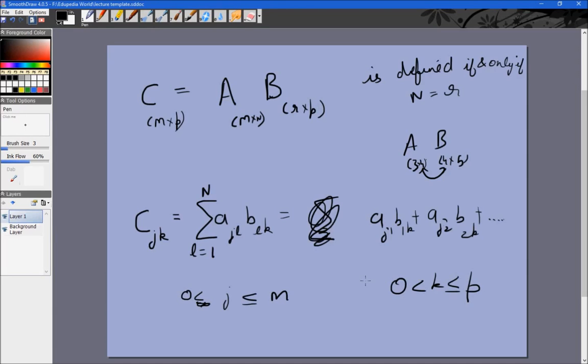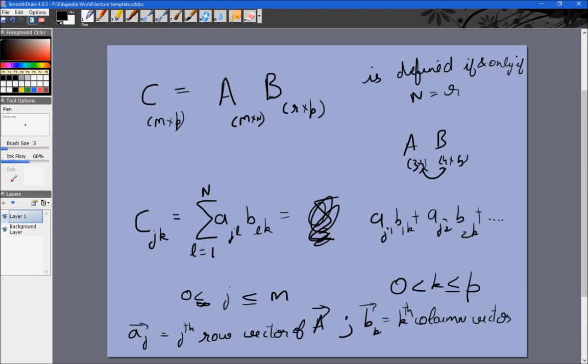It is sometimes also called the multiplication of rows into columns, because notice what these terms are. AJ is the jth row vector of A, and similarly BK is the kth column vector. And what is this? Dot product of this vector with this vector. Multiply each entry together and add them up.